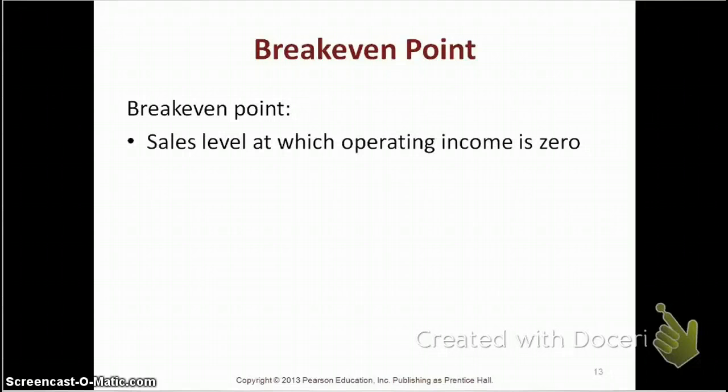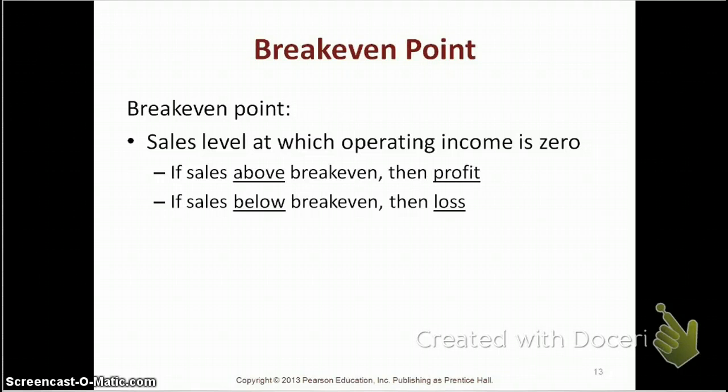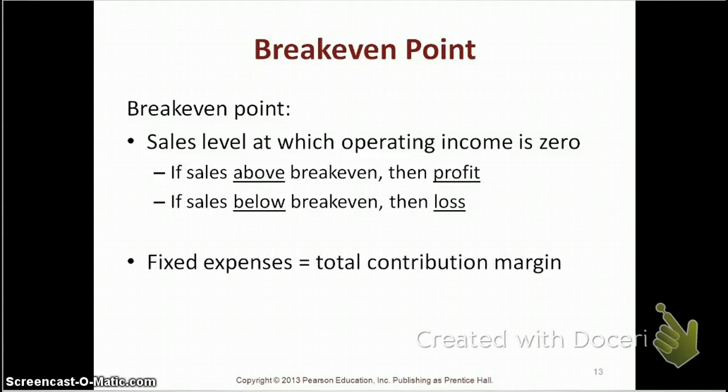So if a company has sales above its break-even point, it will make a profit. If it has sales below its break-even point, then this company will make a loss. At the break-even point, fixed expenses are equal to total contribution margin.